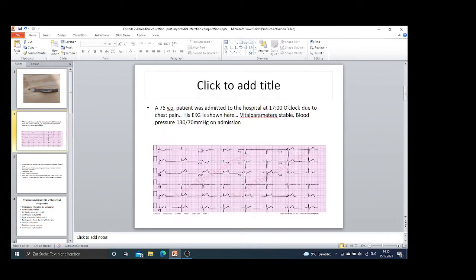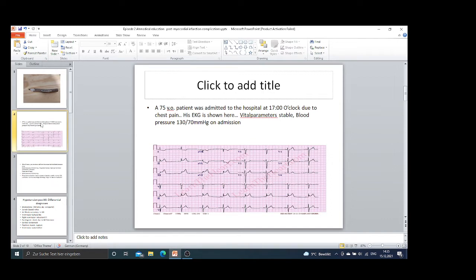So let's do this case. A 75 years old patient was admitted to the hospital at 5 p.m. due to chest pain. So his chest pain is consistent with myocardial infarction. He has a retrosternal chest pain with radiation to the jaw, with radiation to the left arm. So we ordered an ECG to the patient, and the ECG is shown below.